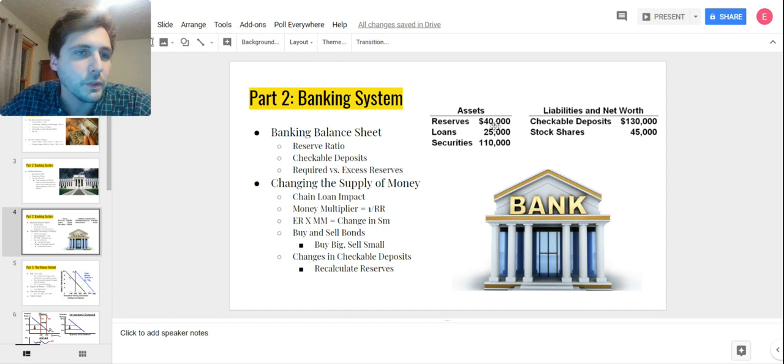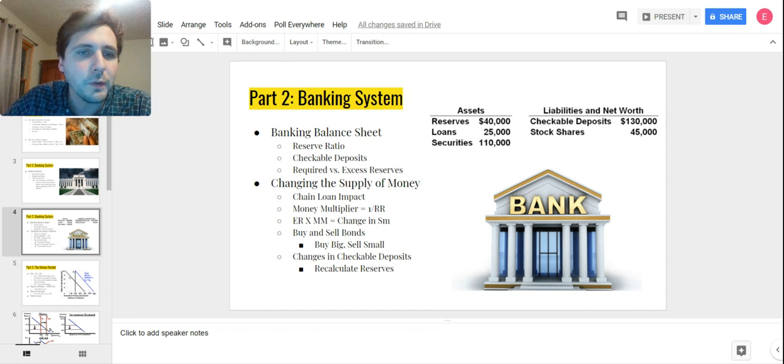They gave me total reserves, not excess and required. If I have required reserves here, I could easily divide required by my checkable deposits. That would kick out my reserve ratio for me. But here I need more information, right? So let's say that our reserve ratio, for our sake here, is, I don't know, 20%, right?